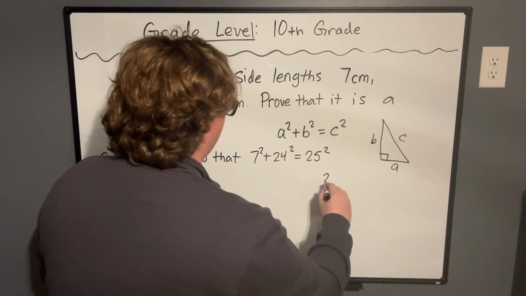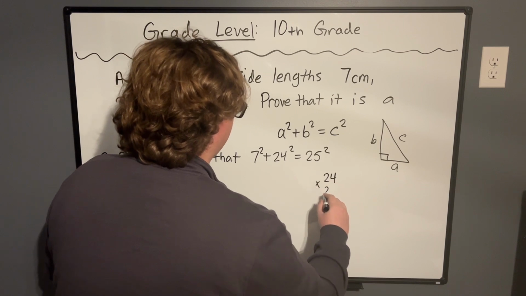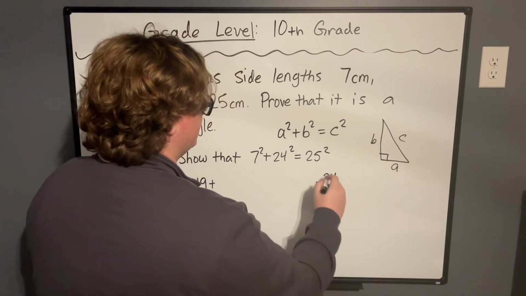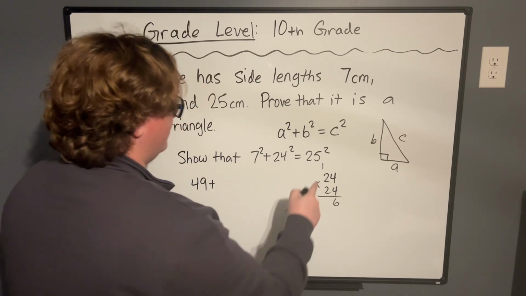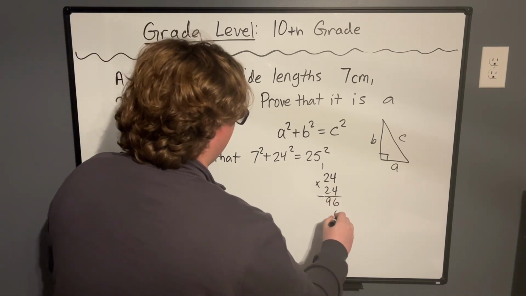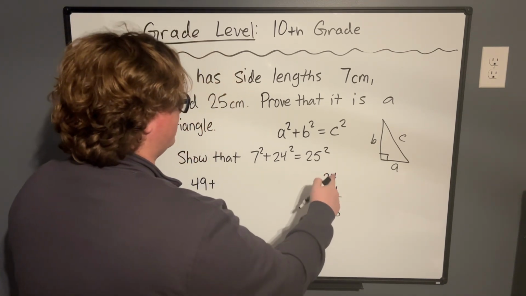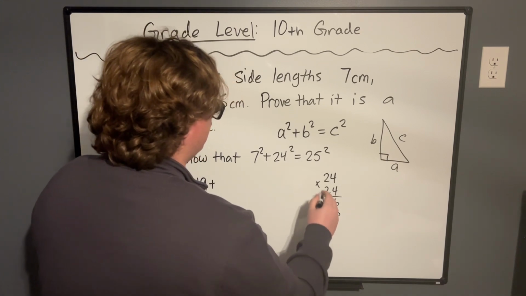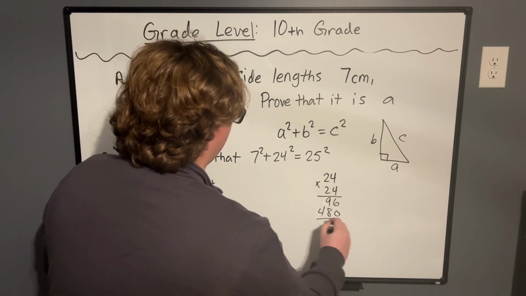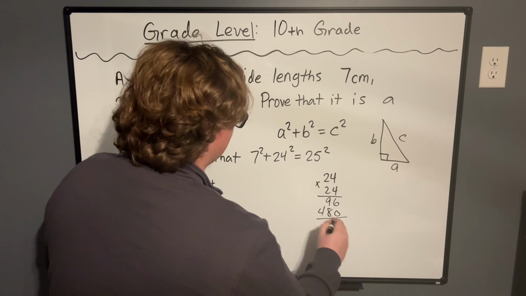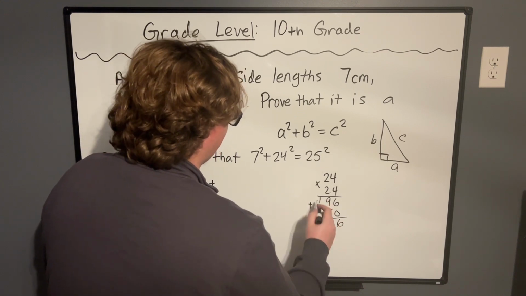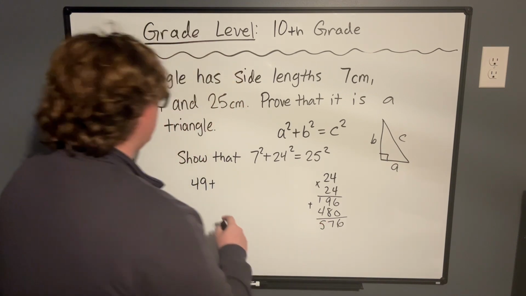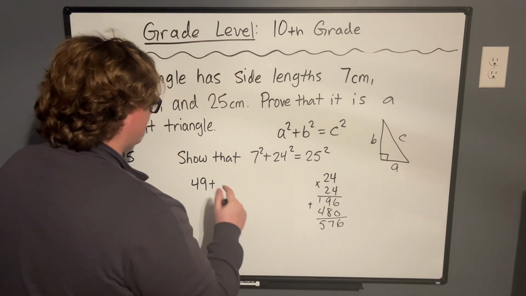So 24 times 24. Well, 4 times 4 is 16, so we carry the 1 and put a 6 down here. 4 times 2 is 8, plus 1 is 9. Then we go to the next row, we put a 0. Now 2 times 4 is 8. 2 times 2 is 4. So when we add this together, we get 6, right? We add now. 9 plus 8 is 17, so 7, and then 1 plus 4 is 5. So 24 squared is equal to 576.